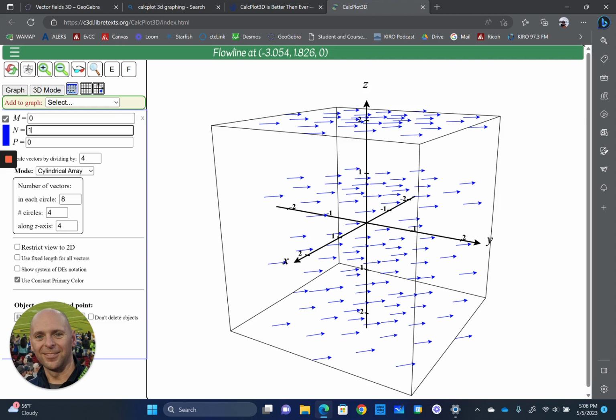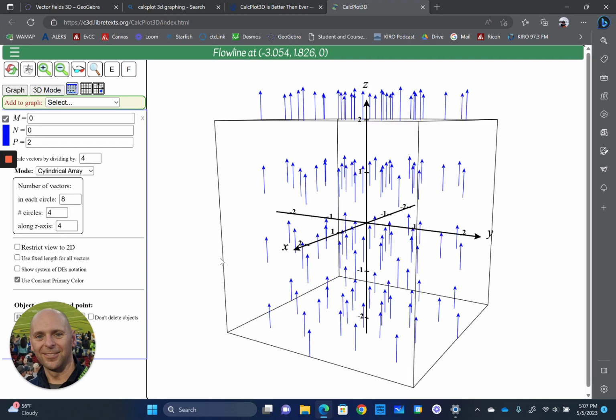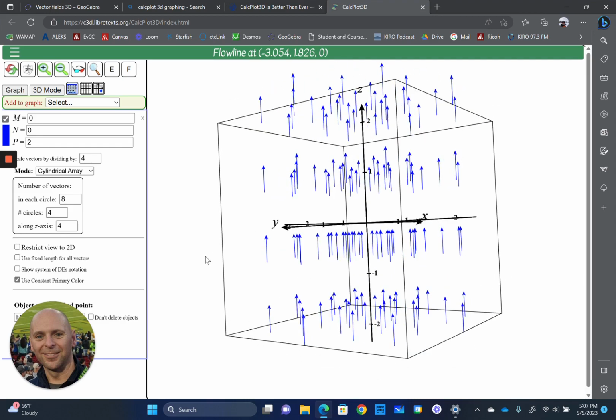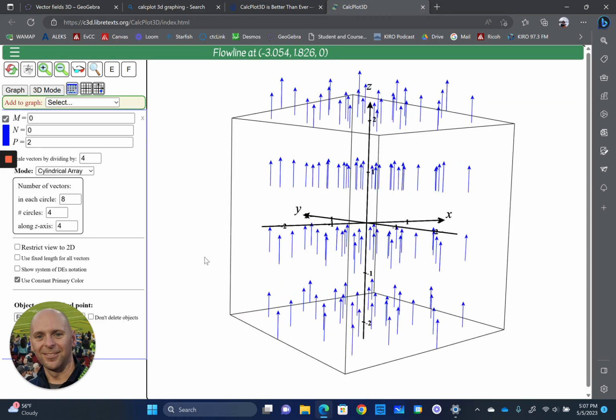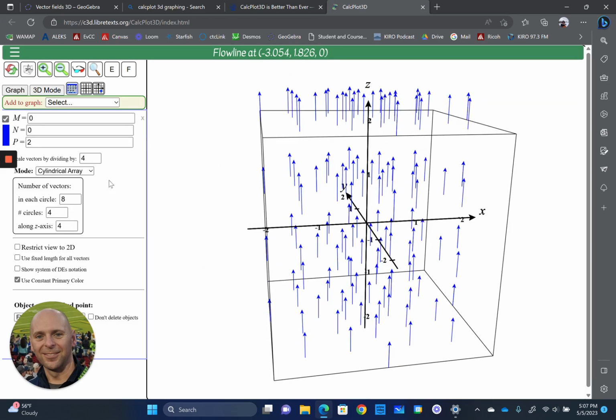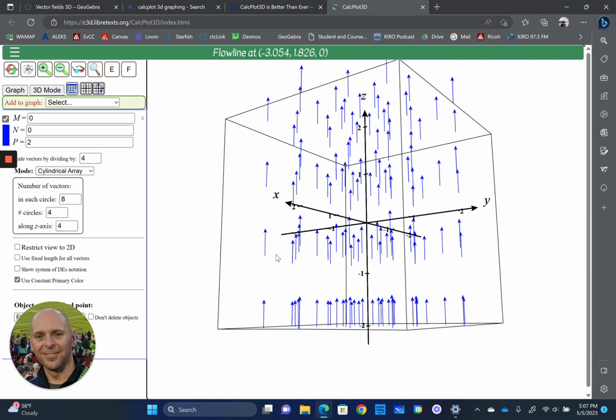I can also look at something where maybe the x and y components are going to be 0 and the vertical component is fixed at a number. In this case, again, we can see that we just get a bunch of vertical vectors at various locations, and there's no x and y coordinate to those. So looking down on it from the top down, we basically see nothing. There should be a bunch of points here on the graph because we're looking directly down onto the vectors themselves, but this is what we get.